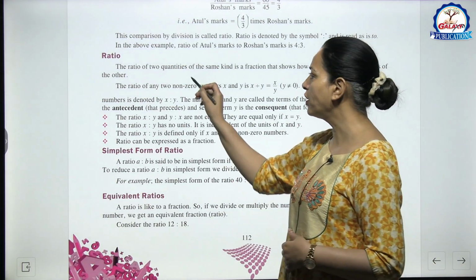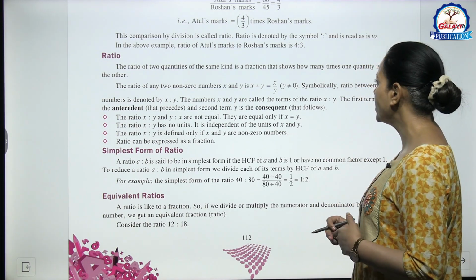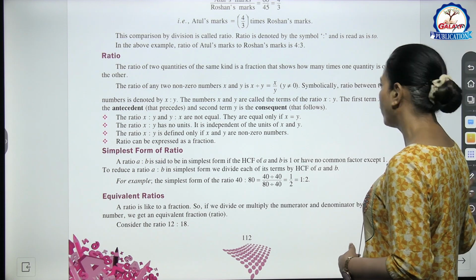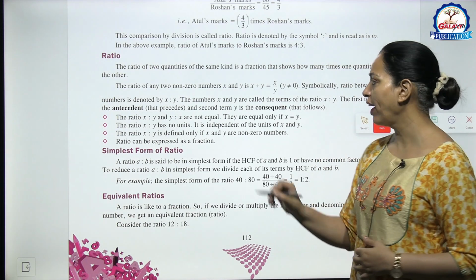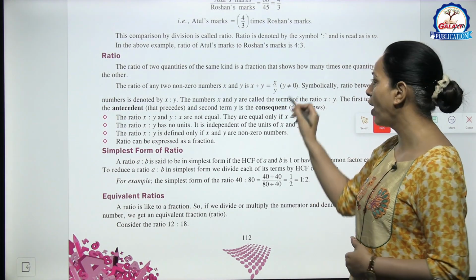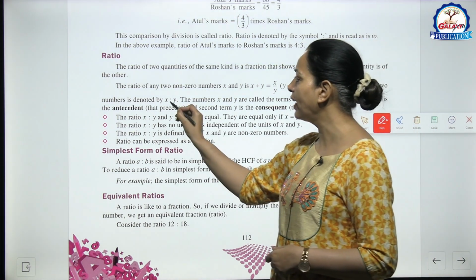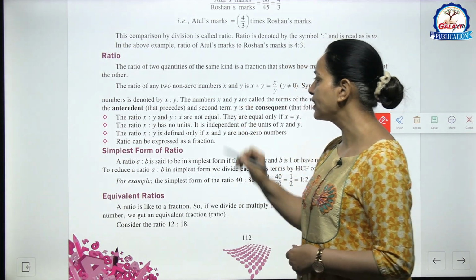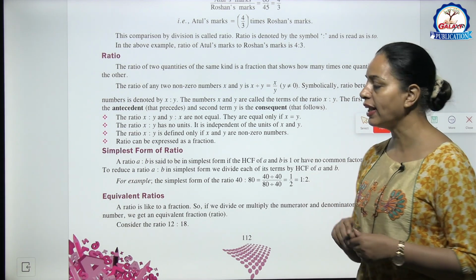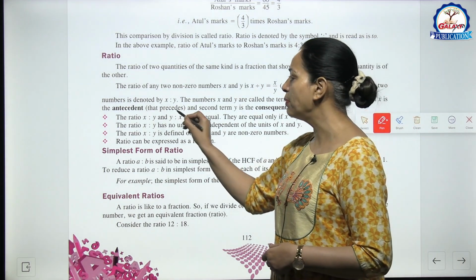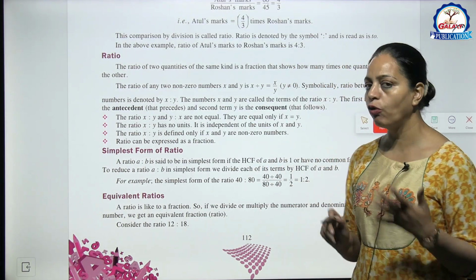Now, ratio. The ratio of two quantities of the same kind is a fraction that shows how many times one quantity is of the other. The ratio of any two numbers x and y is x divided by y, that is x upon y, where y is non-zero. Symbolically, the ratio between two numbers is denoted by x:y. The numbers x and y are called the terms of the ratio. The first term x is the antecedent that precedes, and the second term y is the consequent that follows.